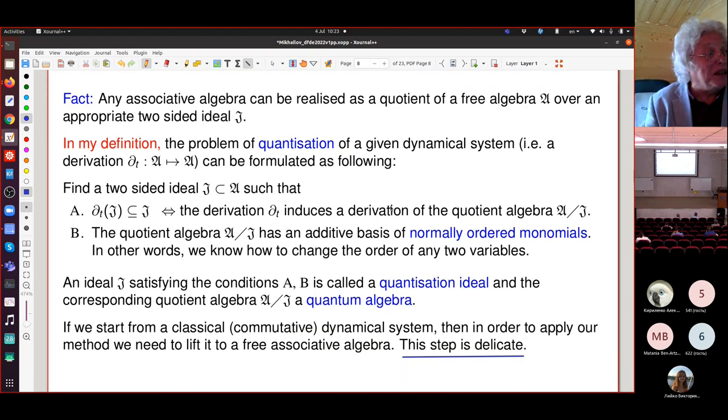Now I am on the main slide where I define the quantization, this non-orthodox definition of quantization. I begin with a mathematical fact, that any associative algebra is isomorphic to a quotient of a free algebra over an appropriate two-sided ideal. So basically, that's it. And that means that the quantum algebra, the commutative algebra, every associative algebra can be realized in this way. And therefore, our focus moved from the algebra to the ideal. We start from the free associative algebra, now we focus on the ideal.